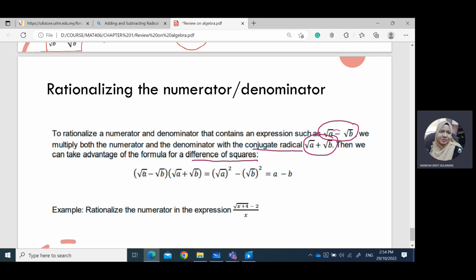Okay, so from here we multiply square root of a minus square root of b with square root of a plus square root of b, which is the conjugate radical. And here we will have square root of a to the power of 2 minus square root of b to the power of 2. And we have a minus b.